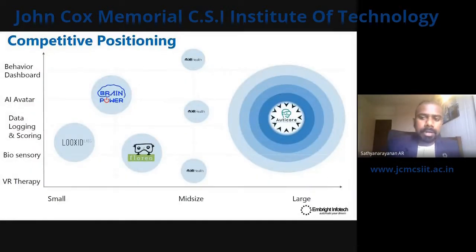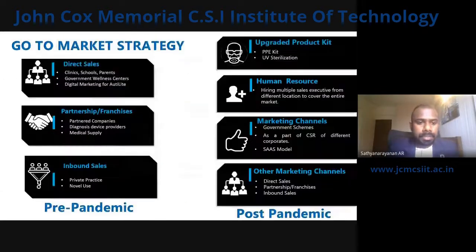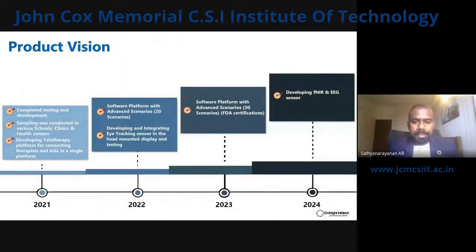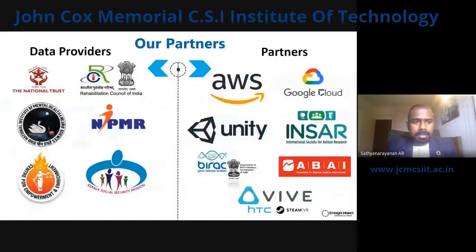We found how AUTICARE differs from the other competitors: we have all sorts of behavioral dashboards, an AI avatar, a data logging system, and biosensors. We use eye tracking sensors, EEG sensors, BCI, brain computer interface, and fNIRS as well to know about their behavioral aspects and their attention span. So that's about us, and we are also supported by these organizations, as I mentioned: Rehabilitation Council of India, NIMHANS, National Trust, and the Kerala Social Security Mission.